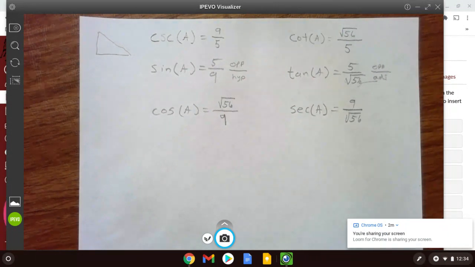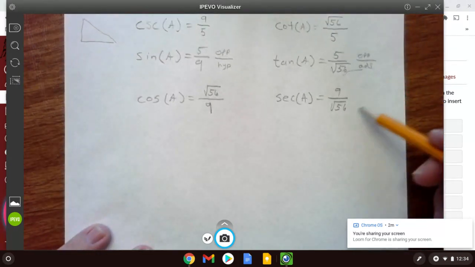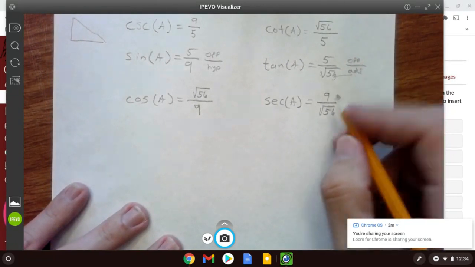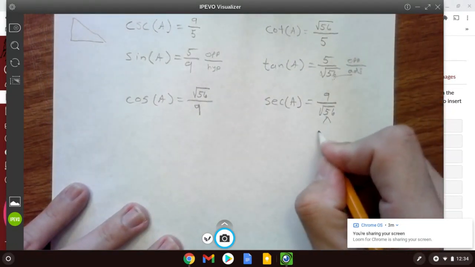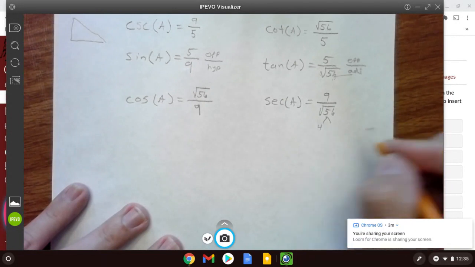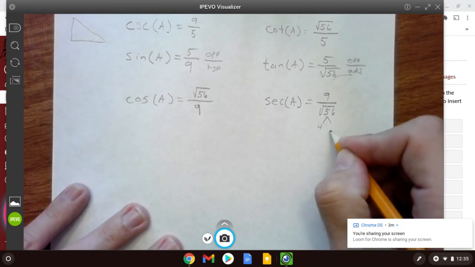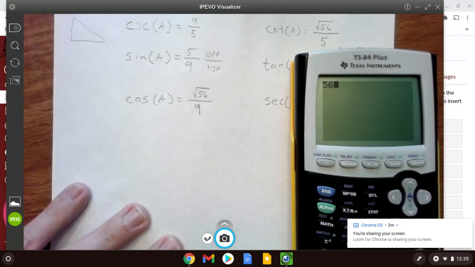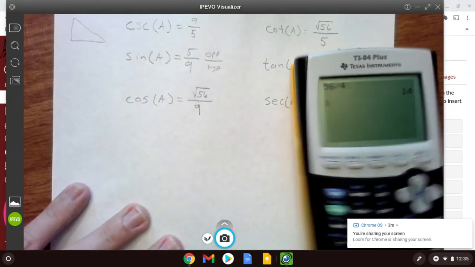So you can pause it, you can stop the video here if you want to. Just as an exercise, I'm going to simplify this 9 over root 56. So 56 is the same as 4 times 14. Let me make sure here. Yeah, 56 divided by 4 is 14.